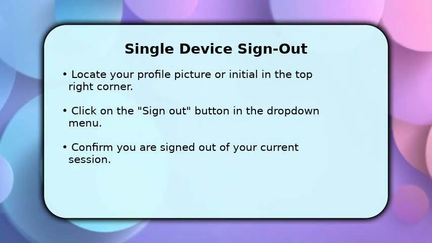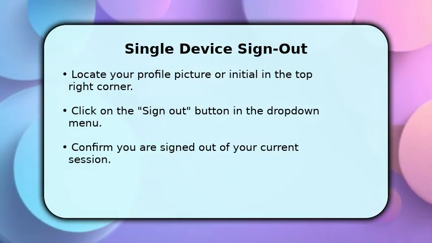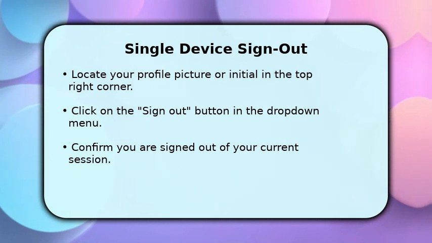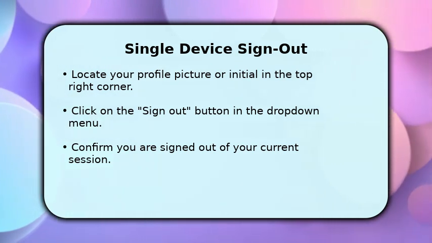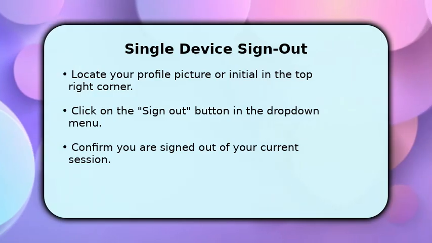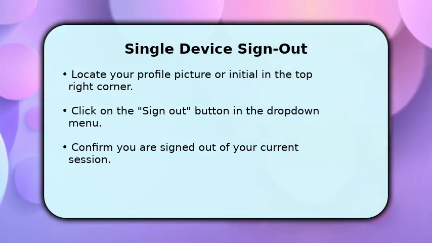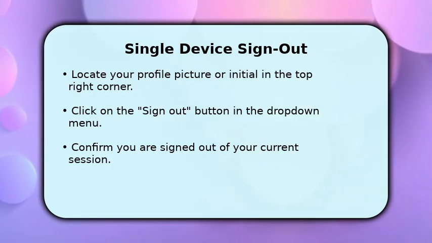To sign out from your current device, look for your profile picture or initial, usually found in the top right corner of your Gmail screen. Click on this icon to open a drop-down menu. Within this menu, you will see a clear Sign Out button. Clicking this will immediately end your session on that specific device, ensuring your privacy.